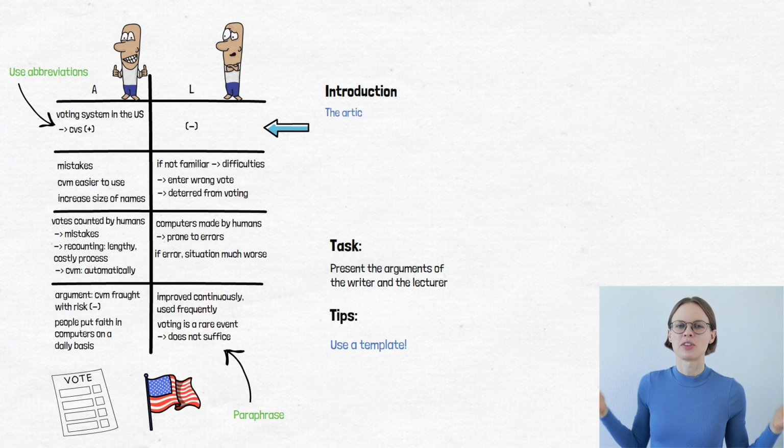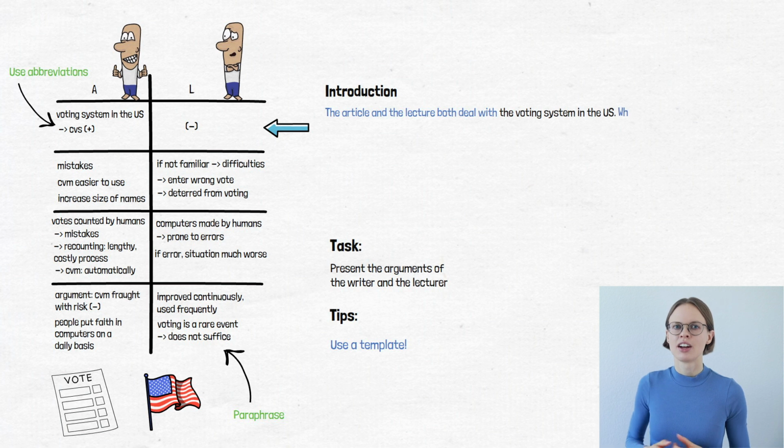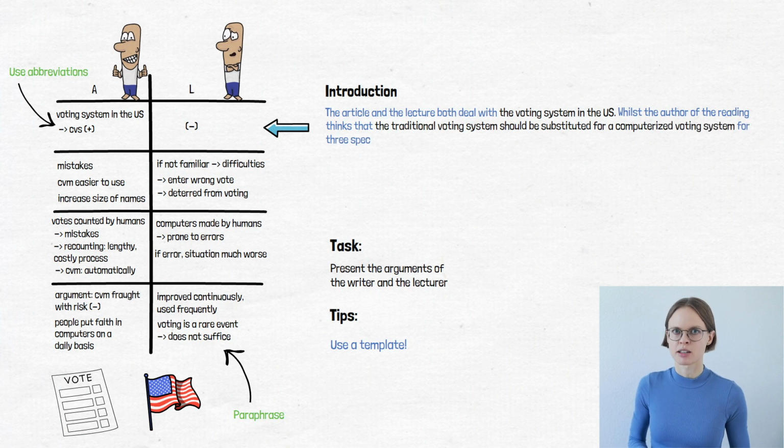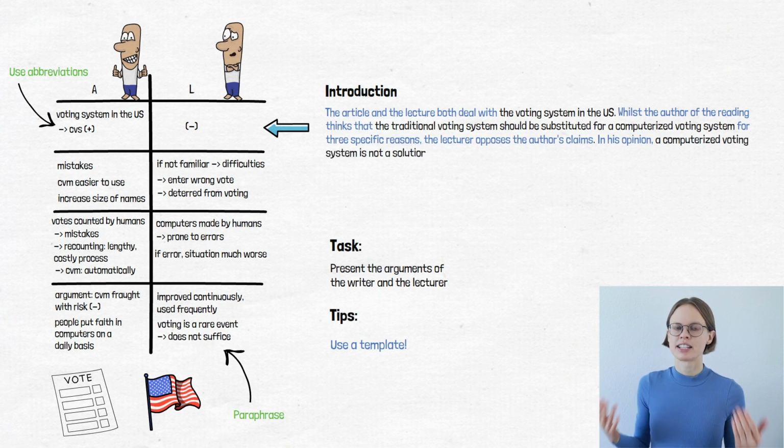I'm going to write: the article and the lecture both deal with the voting system in the US. Whilst the author of the reading thinks that the traditional voting system should be substituted for a computerized voting system for 3 specific reasons, the lecturer opposes the author's claims. In his opinion, a computerized voting system is not a solution to current problems.